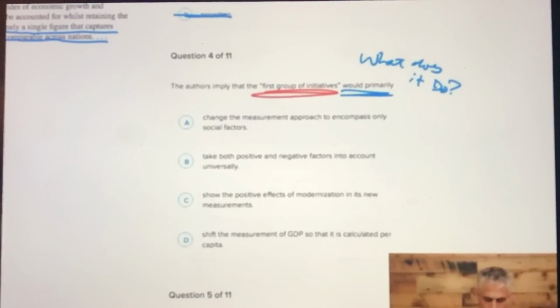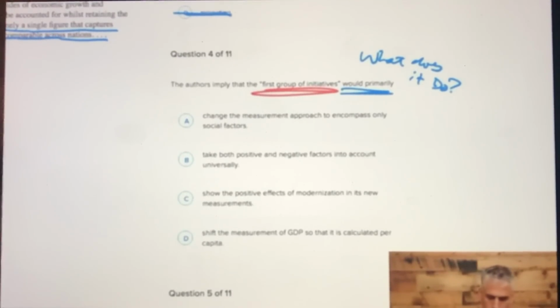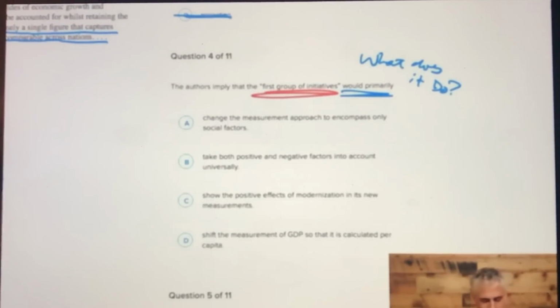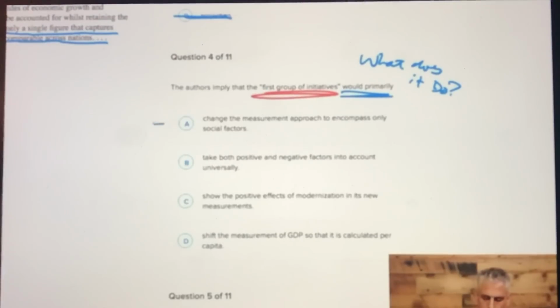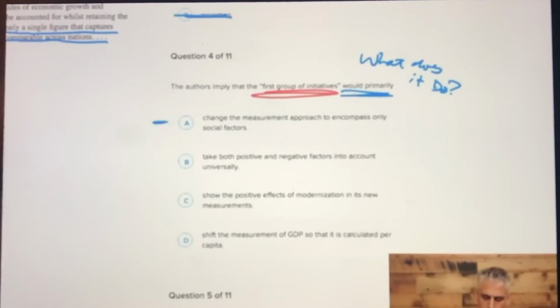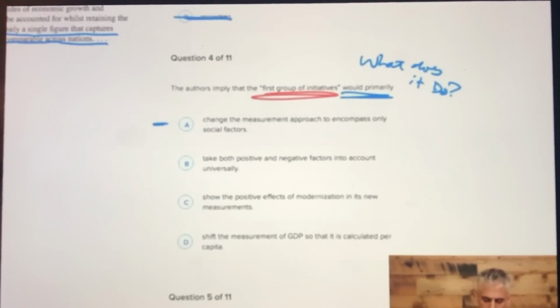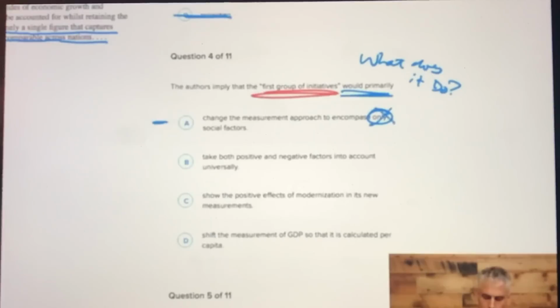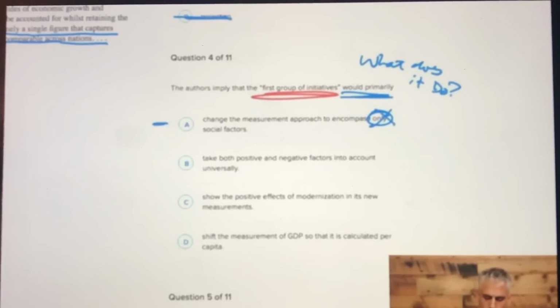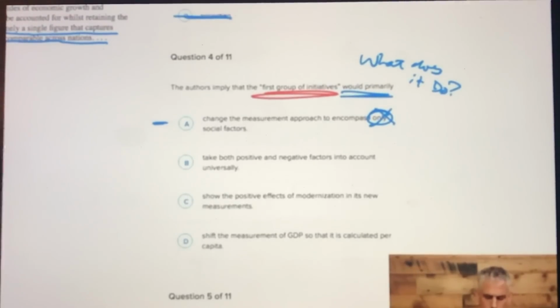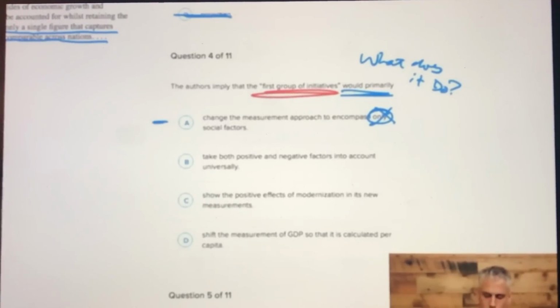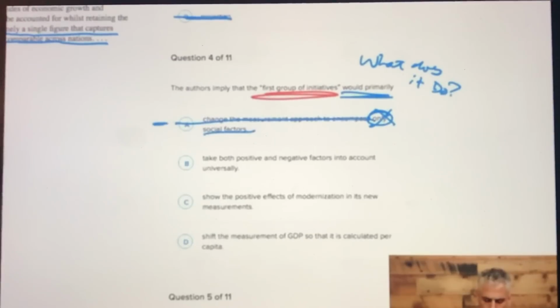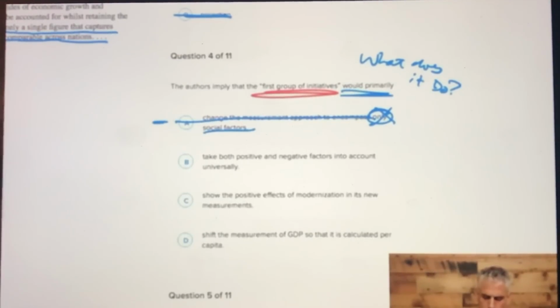Okay, it's trying to fix so we know what we're looking for. Trying to fix the indicator itself. Change the measurement. A. Change the measurement approach to encompass only social factors. Only is a kind of a giveaway here. He wants to capture everything. It's not exclusively social factors. I'm going to cross that out. It's extreme. Only is extreme.